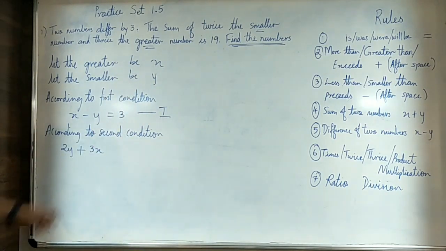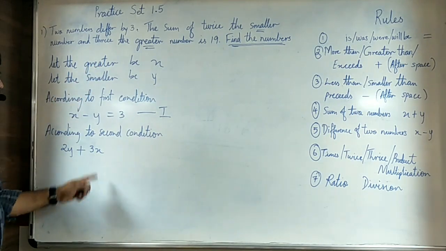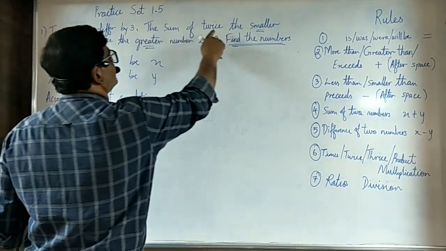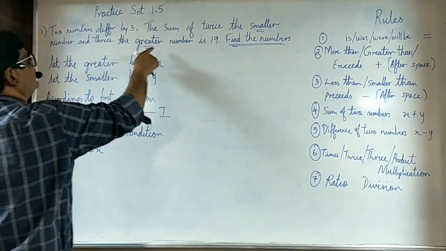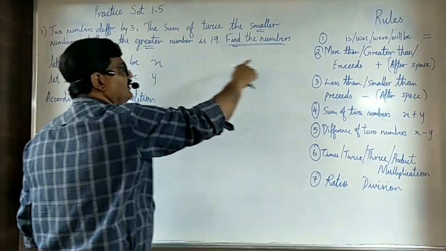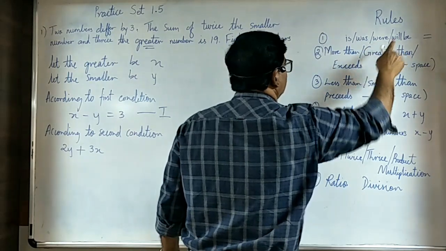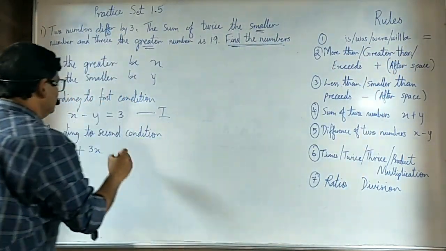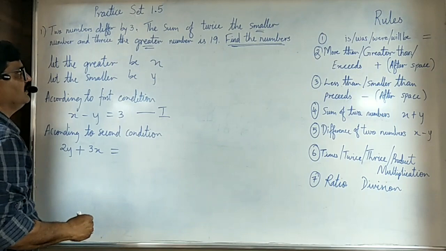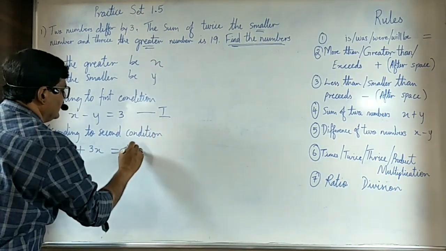And the greater number we kept as x, sorry. So the greater number we have kept as x. And then the sum of twice the smaller number and thrice the greater number is. Now here, if there is a word like is, was, were, will, you have to write the equal to sign. Equal to sign, is 19.